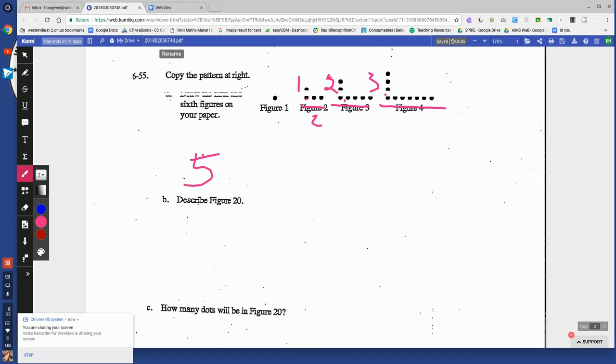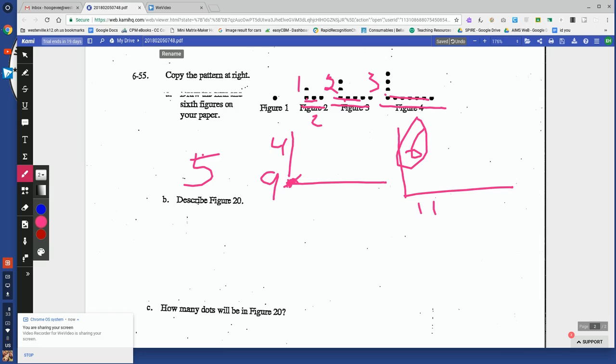Looking at that, so if I'm going 3, 5, 7, I'm going to have 9 dots going across. And then counting up, not including this dot right here, I would have 4 dots going that way, or 5 if you're including that dot. And then figure 6, we'd have 11 going horizontally. And then going up with my pattern, I'd have 5. And then again, that's 5, not including the first dot in the corner.